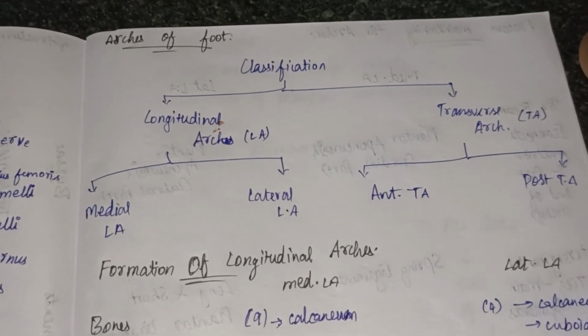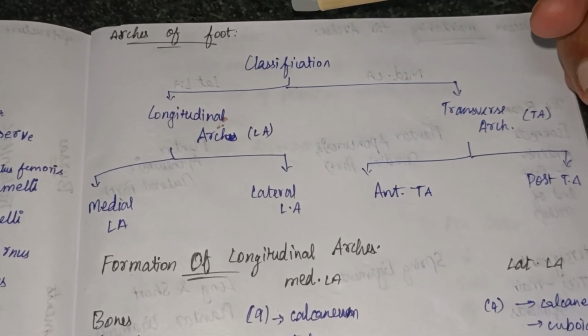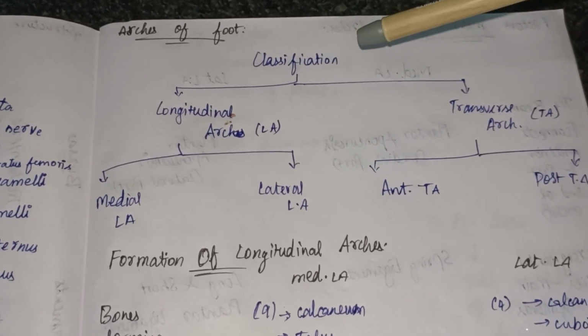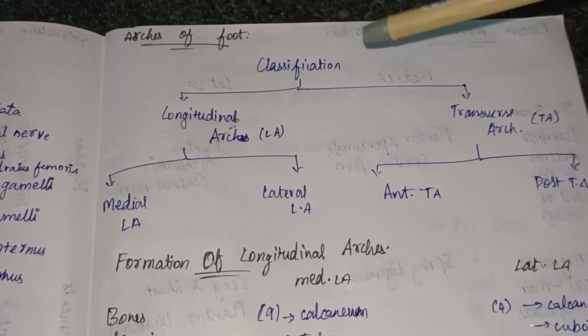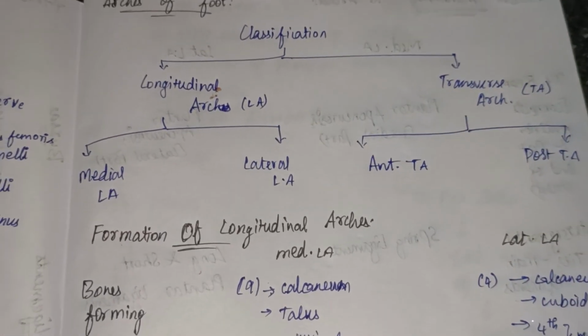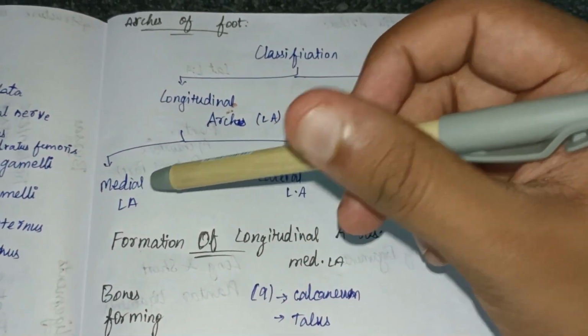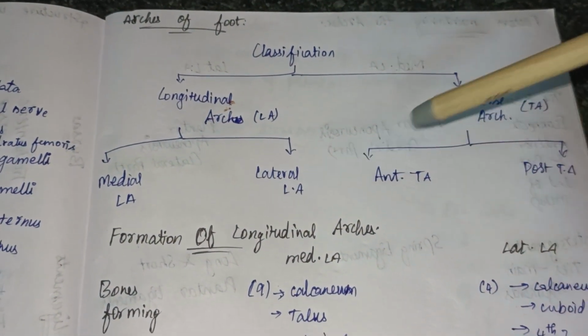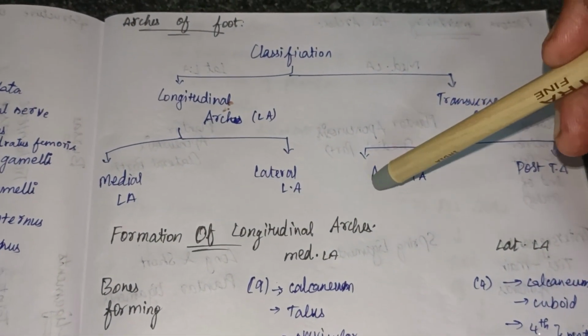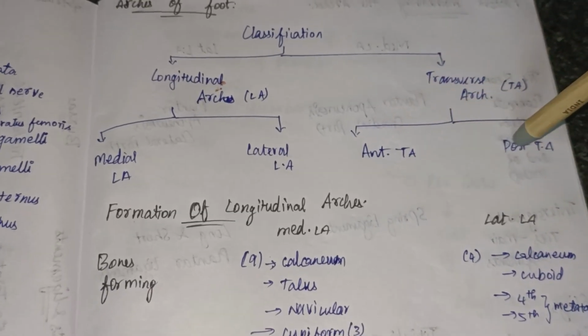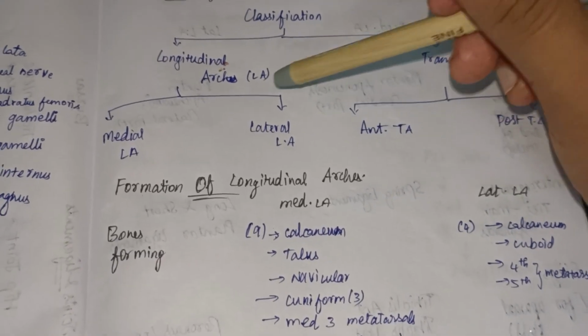Hello friends, in this video we are going to learn about the arches of the foot. So arches of foot, let us classify into two types: longitudinal arches and transverse arch. Longitudinal arch are two types, medial longitudinal arch and lateral longitudinal arch, and transverse arch are two types, anterior transverse arch and posterior transverse arch. So let us see one by one.